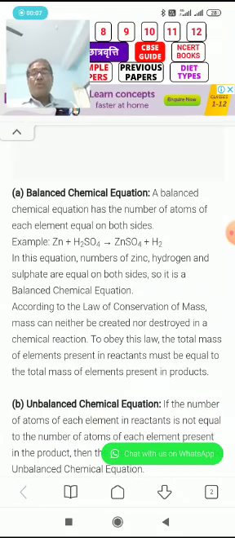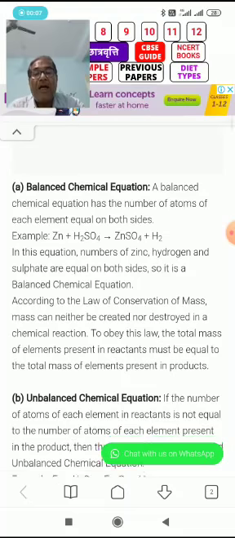According to the law of conservation of mass, we know that mass can neither be created nor be destroyed in a chemical reaction. So to obey the law of conservation of mass, it is necessary to balance a chemical equation.